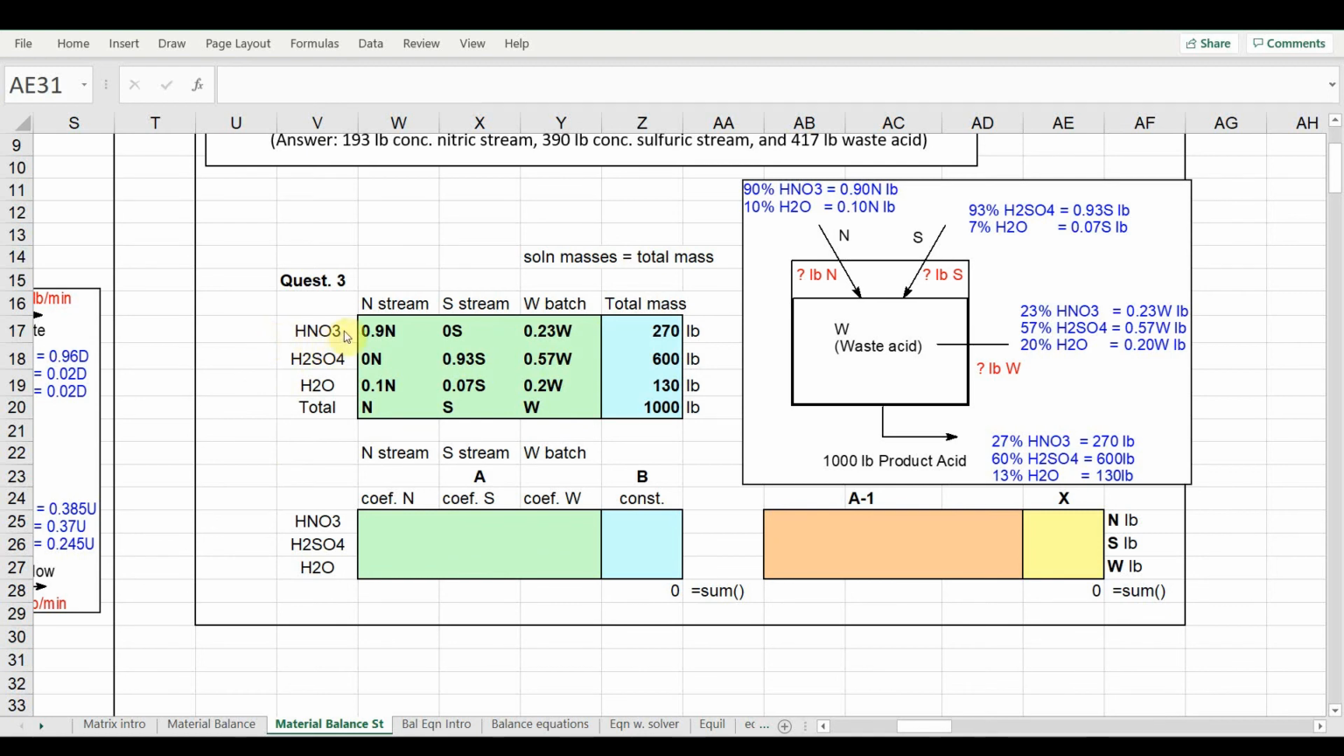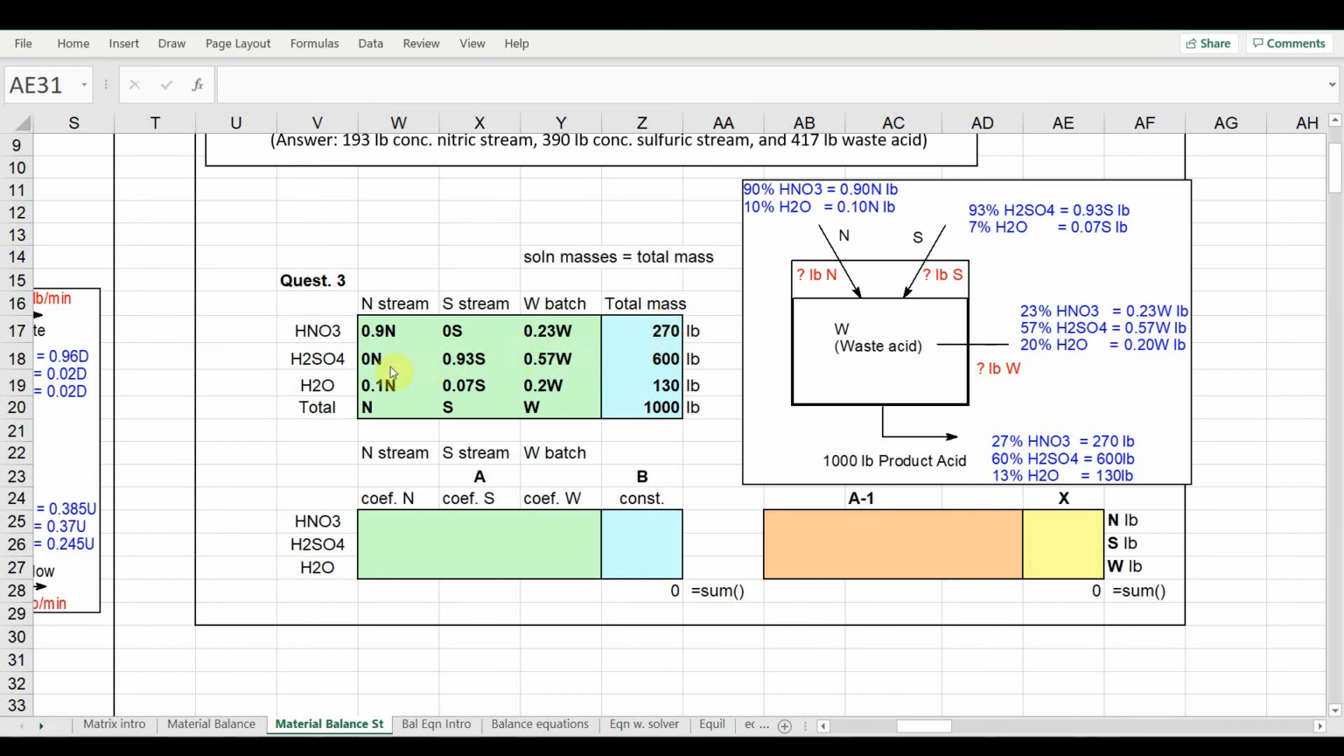For the nitric acid, we can say that it represents 90% of the nitric acid stream, or 0.9 N. There is no nitric acid in the sulfuric acid stream, so I write 0 S. In the waste stream is 23% by weight nitric acid, so 0.23 of the waste stream is nitric acid, for a total of 270 pounds of nitric acid in total. So that's the total nitric acid combined together, and this is the total nitric acid in the product.